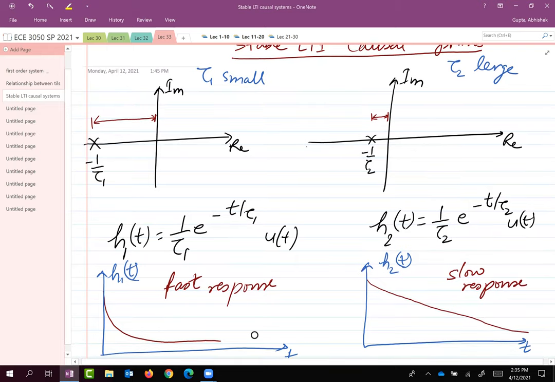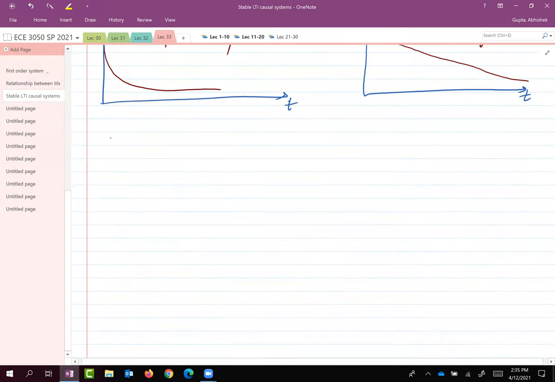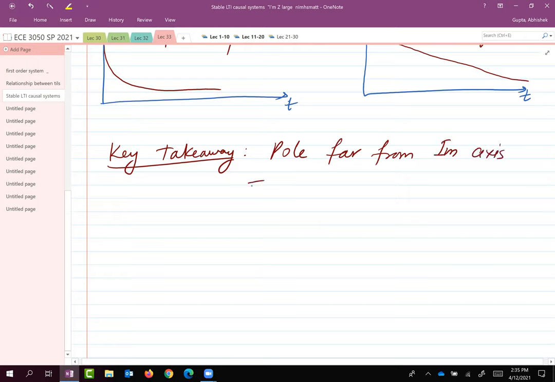Any questions so far? Okay, so let me write here the key takeaway. If poles are far away from the imaginary axis, the system will respond very quickly to inputs. If a pole is close to the imaginary axis, the system is not going to respond very quickly to inputs. It's going to take some time for the system to get to the steady state.